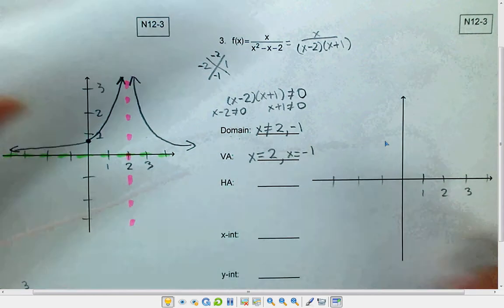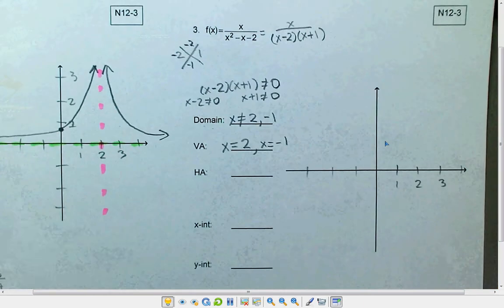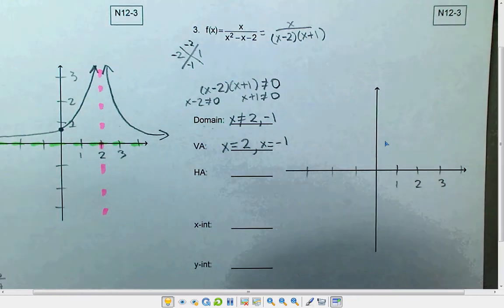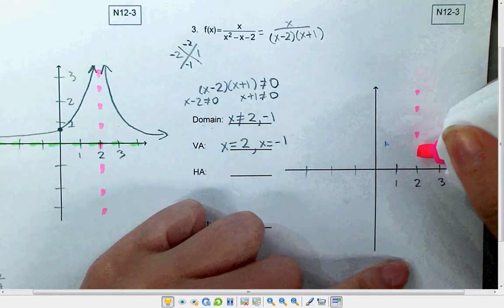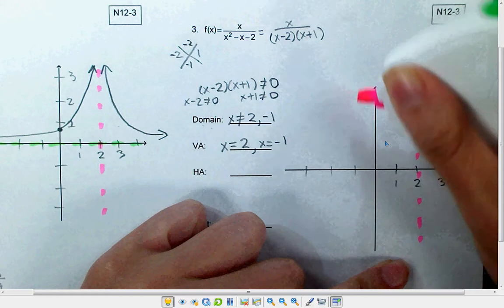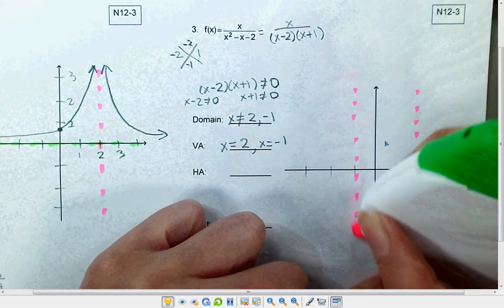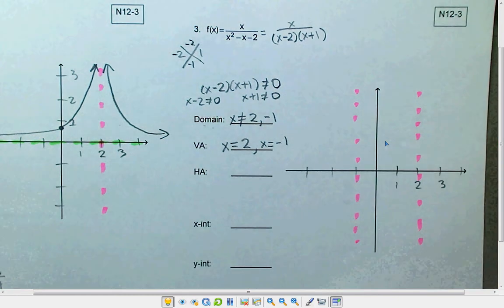So when I draw my vertical asymptotes, I'm going to have 2 of them. One at positive 2 and one at negative 1. So I have 2 vertical asymptotes in this situation.